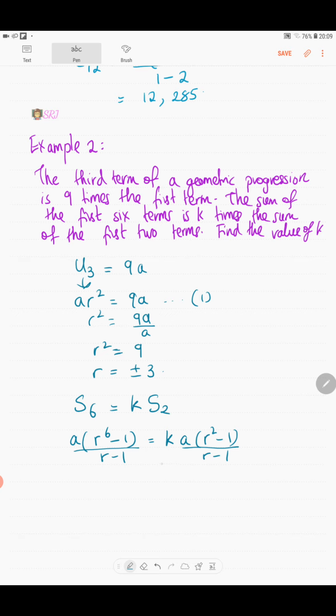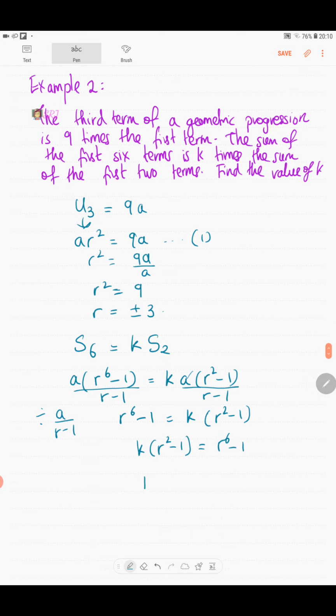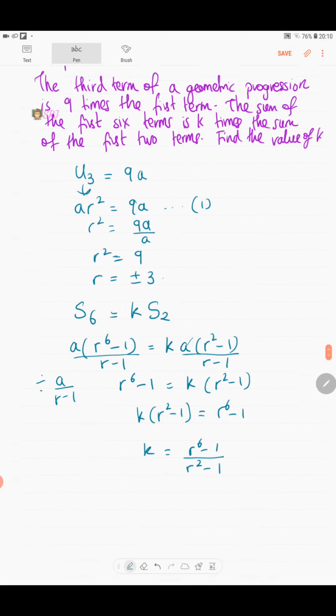So here we can divide by a over r minus 1. We obtain r power 6 minus 1 is equal to k into r square minus 1. And k is r power 6 minus 1 over r square minus 1.